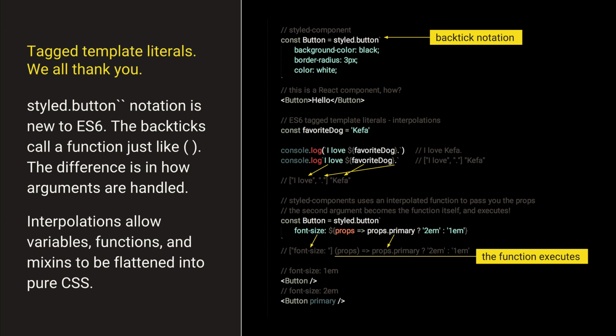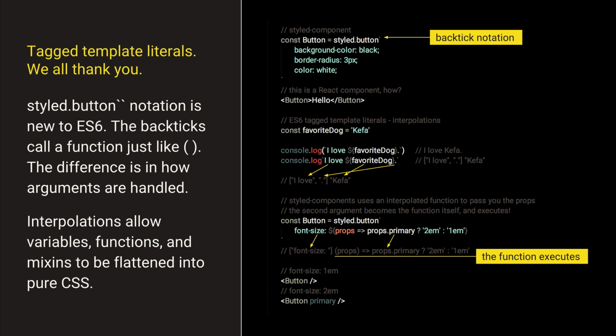So what are tag template literals? Let's look at how styled components utilizes them. The backtick notation calls a function, but how it handles arguments is a bit different, specifically in how it deals with interpolations. So if we look at the console log examples here on the right, if we log "I love ${favorite dog}" using an interpolation with parentheses, then it will simply print the string I love Keffa. But if we log it using only backticks, then things start to get a little strange.